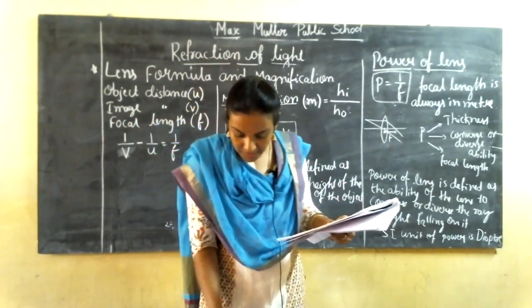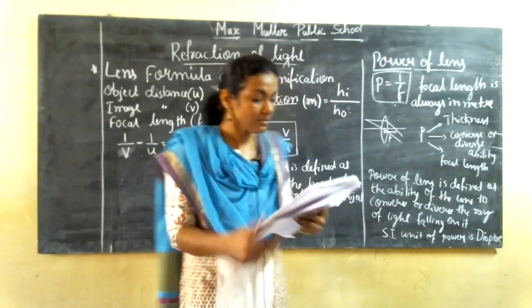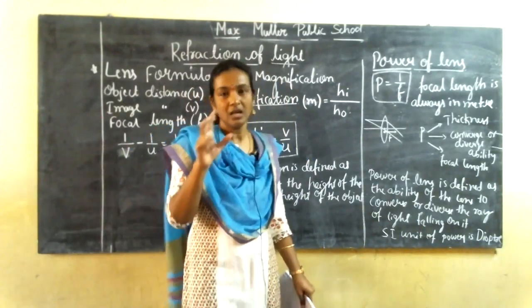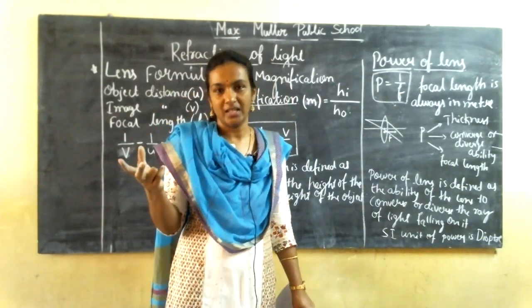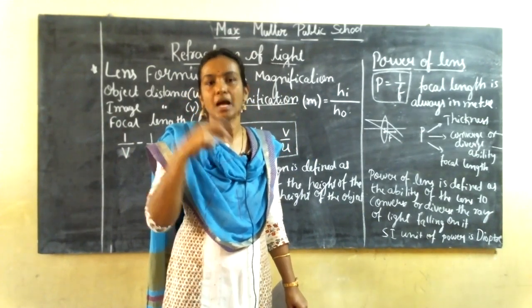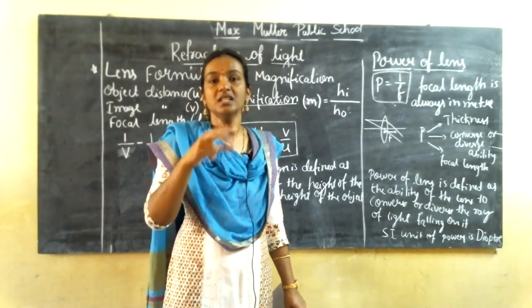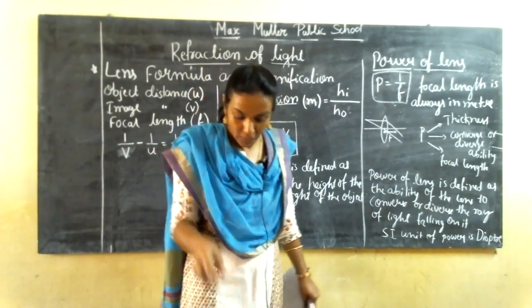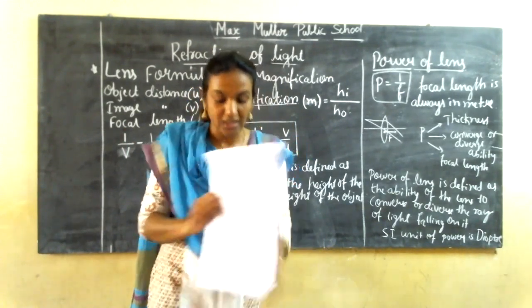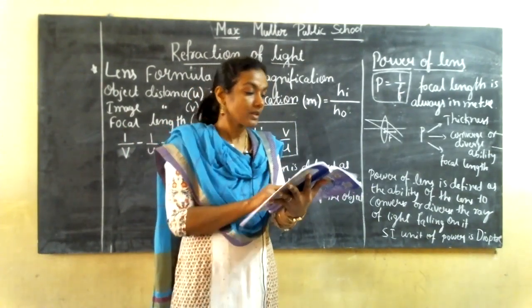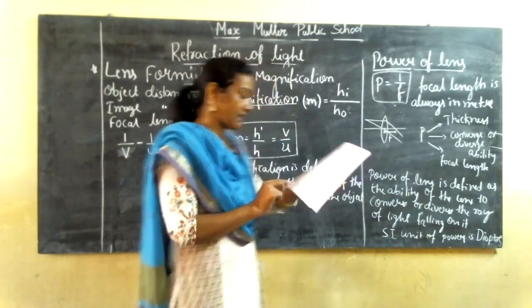Clear? So magnification means how the image is magnified after refracting. That you have to calculate, isn't it? That is what you are going to study now. Before that, you have the lens formula, and after that magnification, right?